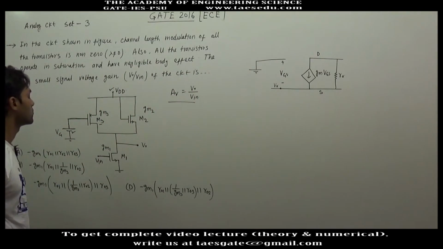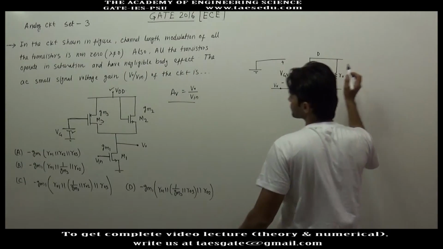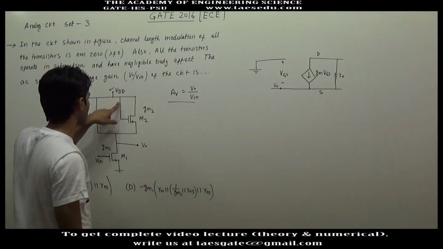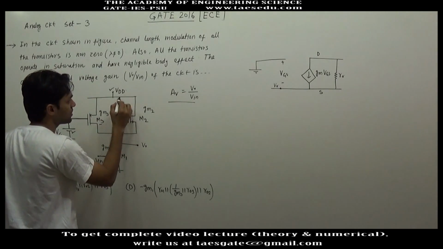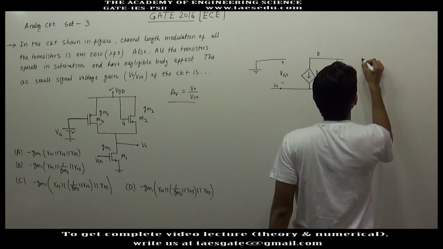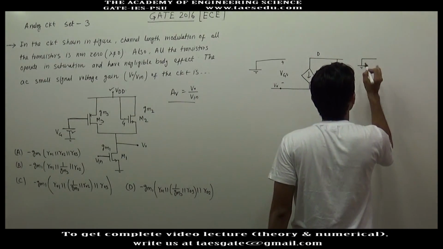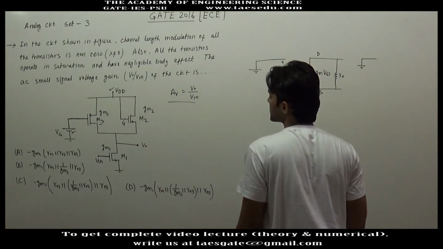For transistor M2, VDD will be short circuited, and this is the gate. So the gate will be short circuited. For transistor M2 also, the gate is short circuited. S is connected to V0.